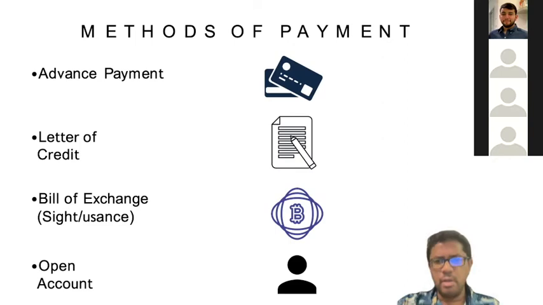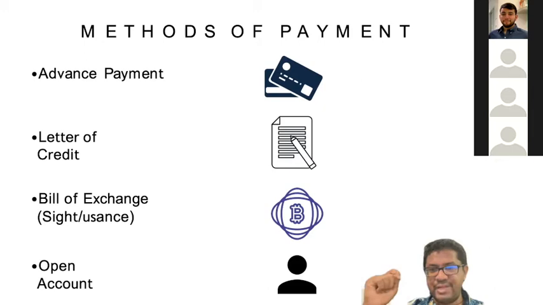So there is a better mechanism called letter of credit. Suppose, in a hypothetical situation, an exporter and importer are negotiating to decide the payment conditions, and both are unable to arrive at consensus-based terms and conditions. When there is no consensus, what is to be done?